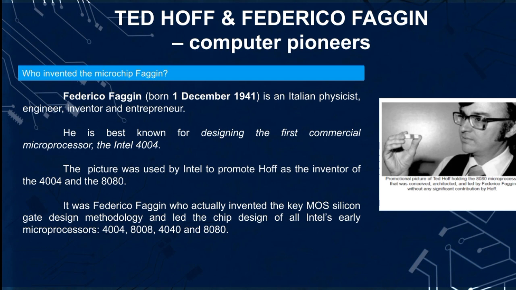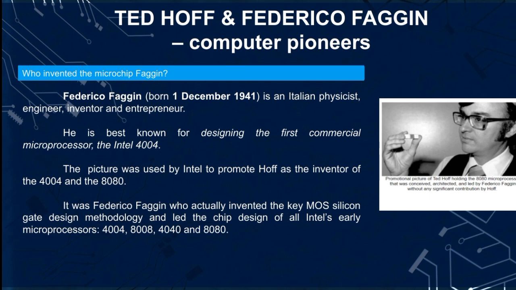Okay, so who invented the microchip? Federico Faggin, born on the 1st of December 1941, is an Italian physicist, engineer, inventor, and entrepreneur. He is best known for designing the first commercial microprocessor, the Intel 4004. The picture was used by Intel to promote Ted Hoff as the inventor of the 4004 and the 8080.